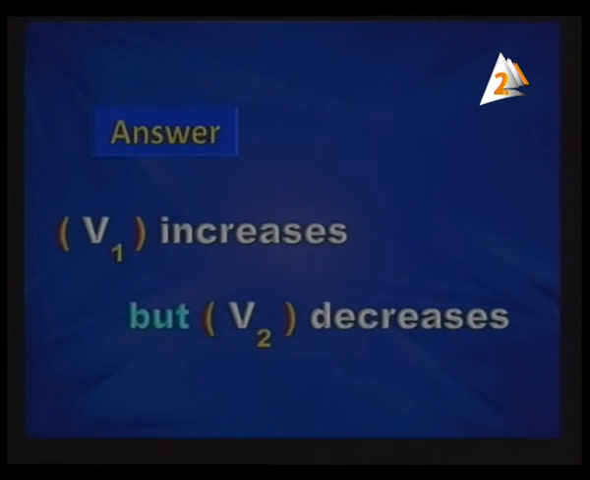Okay, we'll take it one by one. First of all, we'll say the answer, we'll mention it, then we'll explain it. V1, the terminal voltage, increases when increasing the resistance. But V2, the voltage across the fixed resistor, decreases. V1 increases, V2 decreases. And now, high time to explain it.